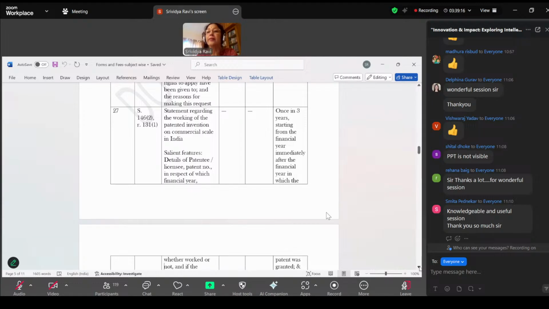So you basically say, which is the patent, who is the patentee, how many units of that particular product you have sold, how much revenue you made in that particular financial year, or did you license it out? Did you license the technology to someone? What is the status of that license? Who is working the patent? How many units are being commercially available to the public?